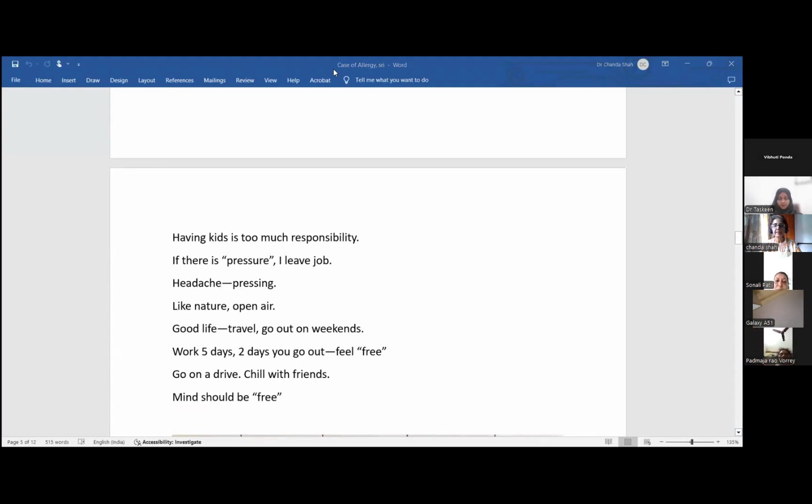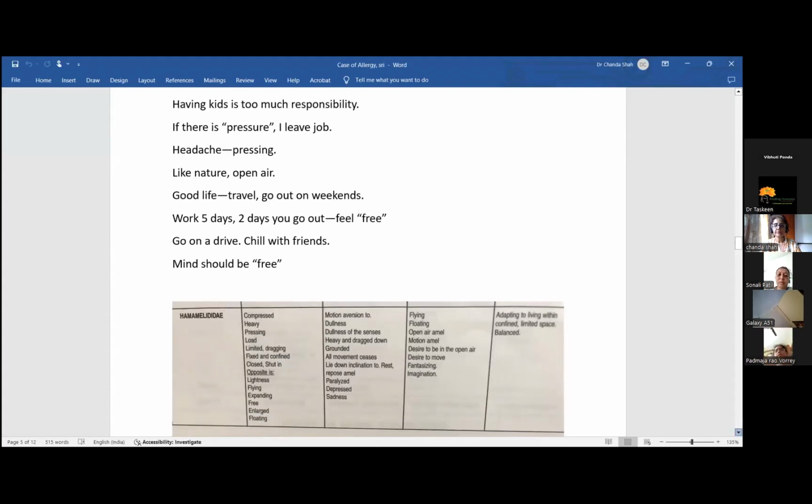Yeah, Anuprita, you're right. It is Hemimelidae. Okay. Yeah, Kinnari, subclass 2, correct. Nivedita also, Hemimelidae, right? Okay. So then, chalo, it is Hemimelidae. Okay.